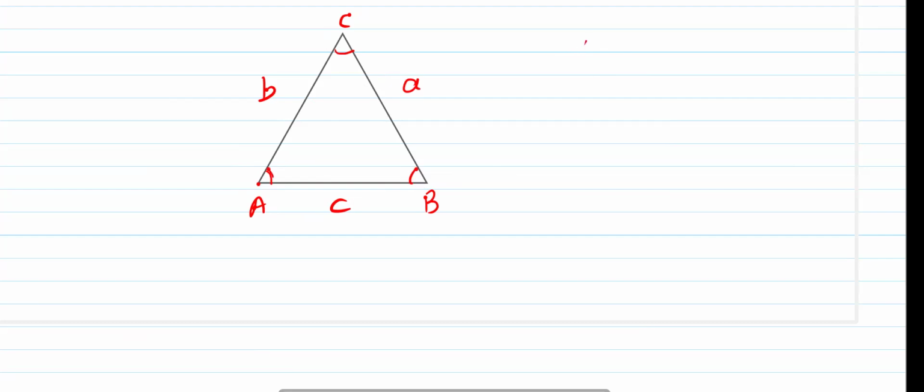If the triangle is a non-right angle triangle, we will use the sine or cosine rule. There will be two rules, sine rule and cosine rule. So first I'm going to talk about the sine rule. What is the sine rule? The sine rule says if you're taking this side a, divided by sine of A.